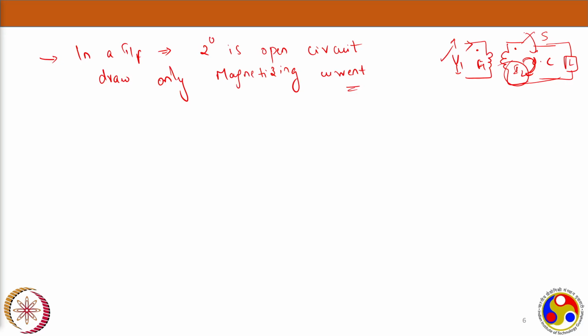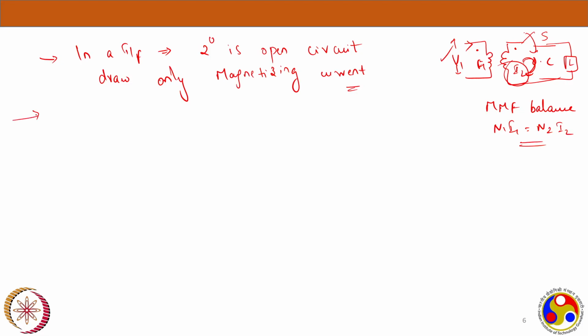Because under no load, let me just write the word here. MMF is nothing but ampere turns, that is turns multiplied by current. So N1 I1 is equal to N2 I2. So this should always be followed.